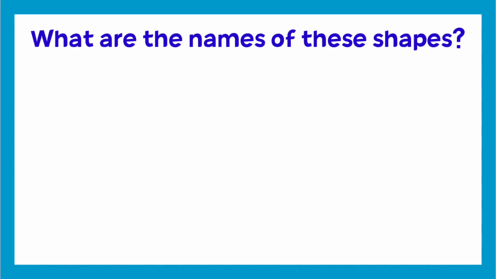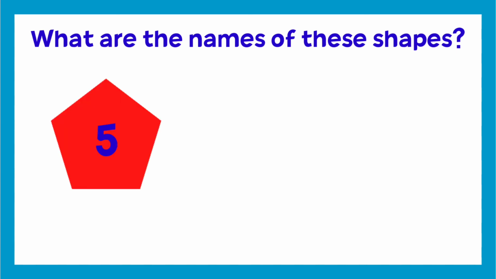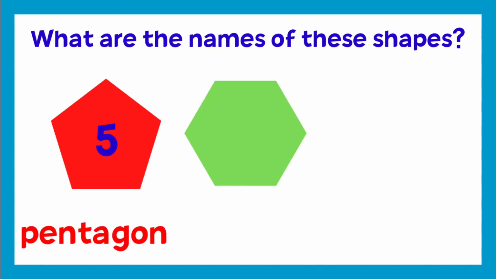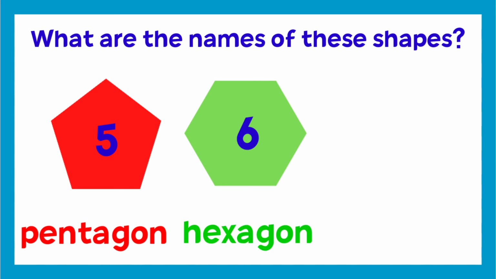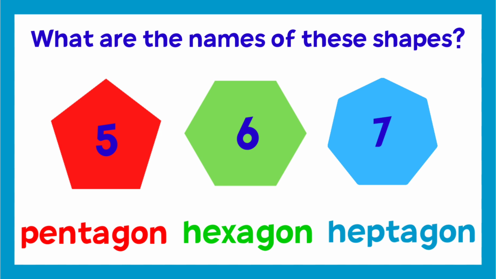What are the names of these shapes? What's a shape with 5 sides? Pentagon. What's a shape with six sides? Hexagon. What's a shape with seven sides? Heptagon.